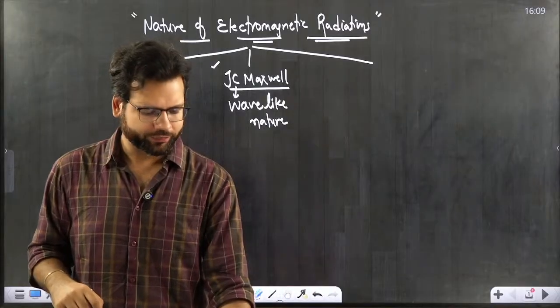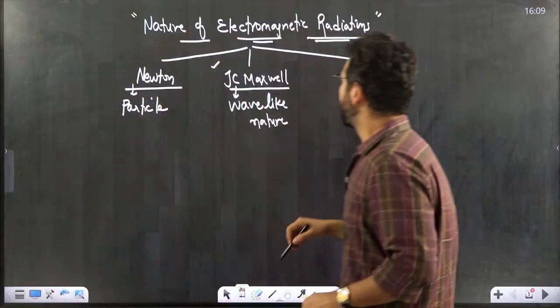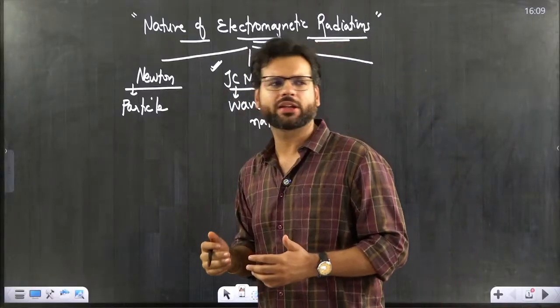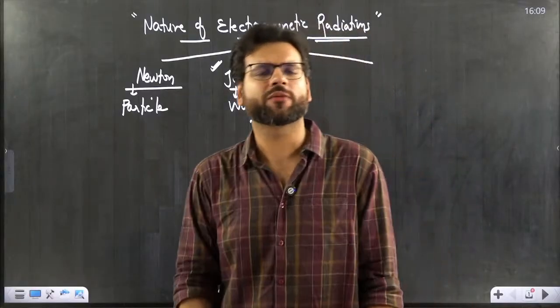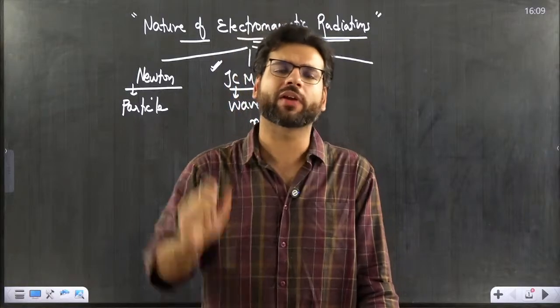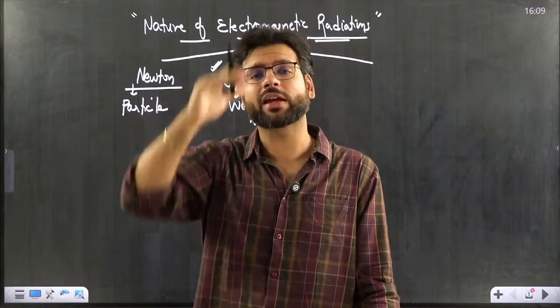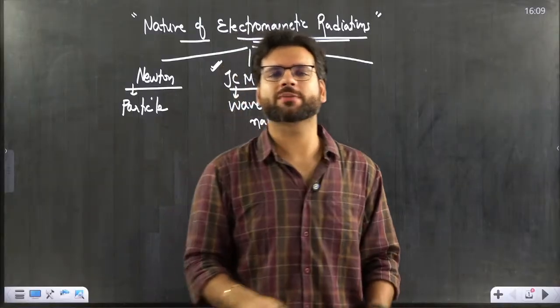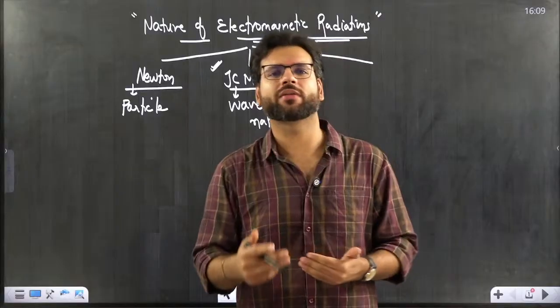On the other hand, after a few years of James Clerk Maxwell, after he said that it's a wave-like nature, he was unable to explain a few experiments like the photoelectric effect. Why does it happen? Because wave-like nature cannot explain the photoelectric effect. It cannot explain how a black body changes color when we keep heating it.